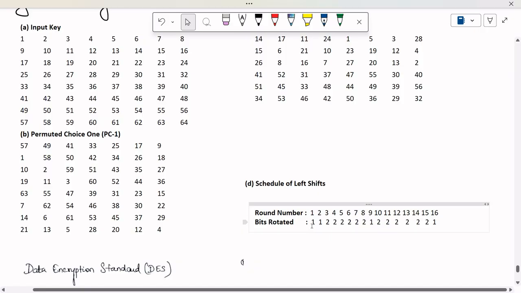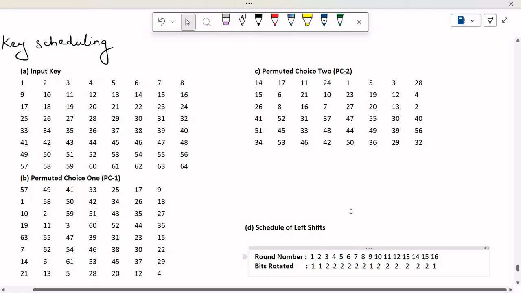That is, 1 bit left circular shift is done in round 1, 2, 9 and 16. Okay, so for these rounds, the left circular shift is a 1 bit left circular shift, whereas for rest of the rounds, it's going to be a 2 bit left circular shift. So for 1, 2, 9 and 16, it is 1 bit left circular shift. For rest of the rounds, it's going to be a 2 bit left circular shift, right?